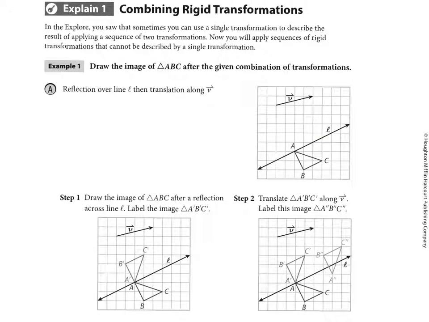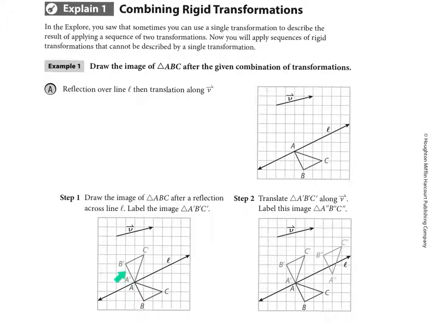Just so that you see an example of what this looks like, they're going to give us a figure. In this example, they've given us the triangle ABC, and they've told us to do two things to it. First, reflect it across the line L, so we're flipping it across this line, and then translate it along the vector V. Notice the first thing they've done down here is reflect it.